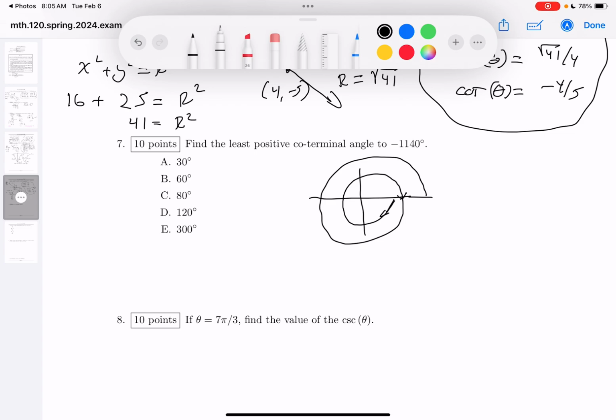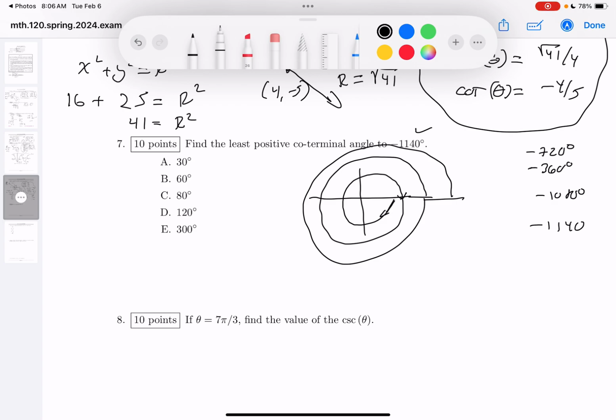That's going to be -720, right? And then I'm going to go around one more time. And another -360 on that one over there. What are you going to get? Let's see, -1080, right? We're almost there, by the way. And so how much more do you have to go? Well, if you're at -1080 and you want to get to -1140, you have to go, let's see, 20 and 40, 60. So I got to go 60 degrees more over here in that direction, by the way.